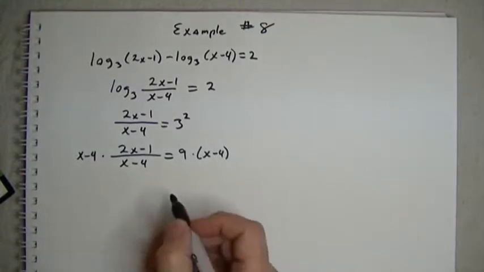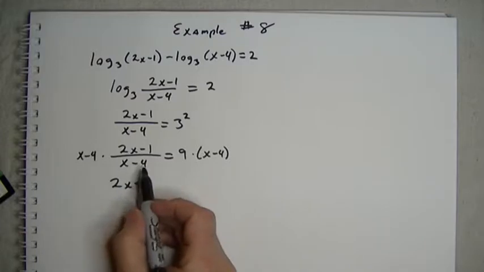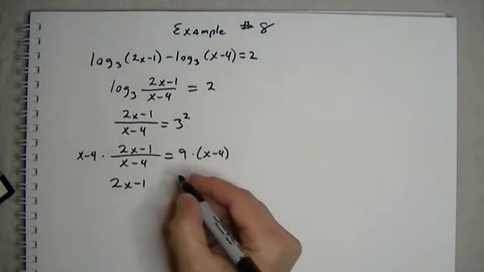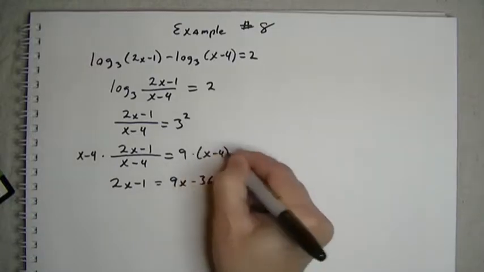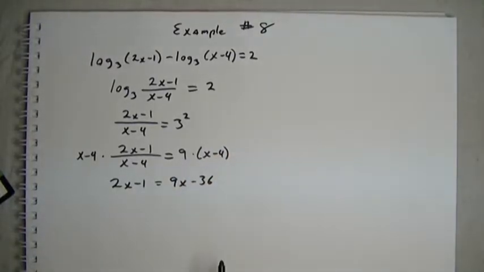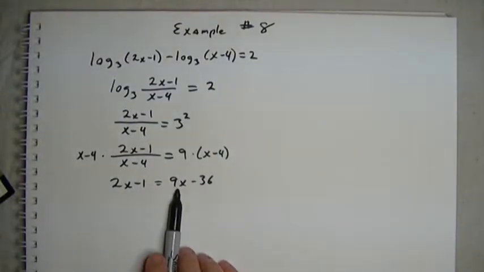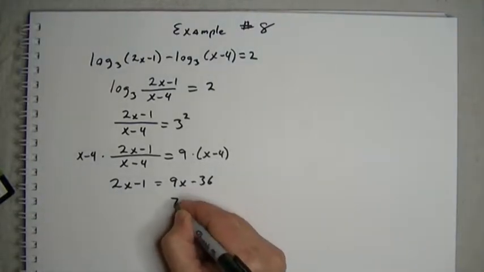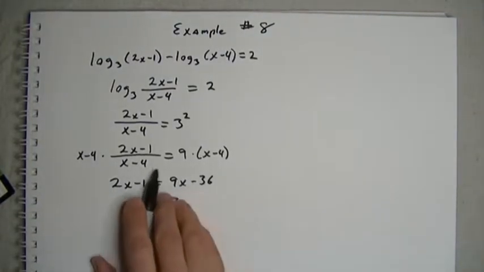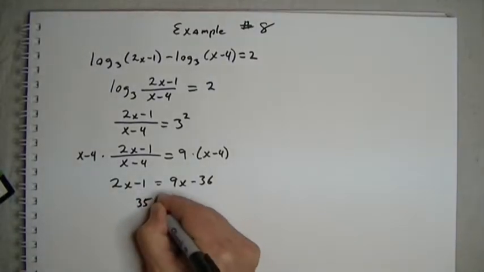So after we cancel out, we're going to have 2x minus 1. Those cancel. 9x minus 36, if I distribute. Going to do maybe a couple steps here. I'm going to subtract the 2x from the 9x. Take it away from this side. Drop this side to a 7x. Going to add the 36 to a negative 1 and get 35.